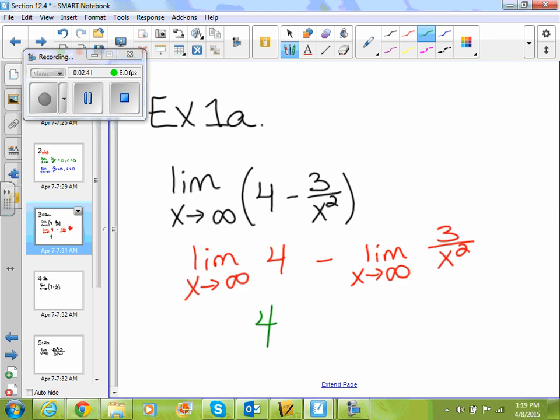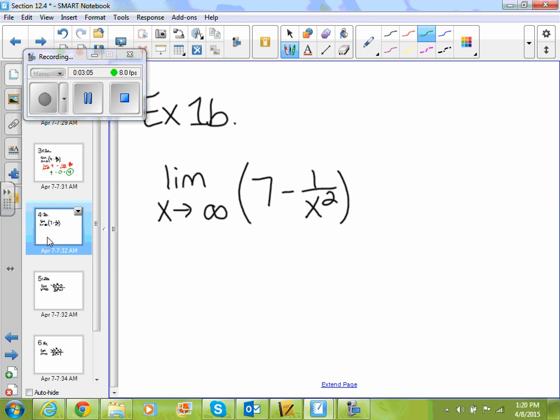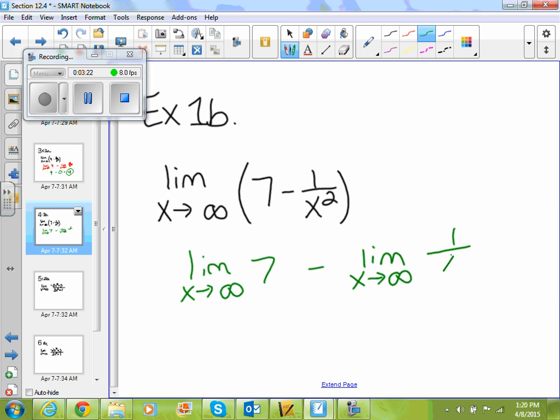And then we know that the limit as x approaches infinity of any constant over x to an exponent is equal to 0. So anytime you have a fraction, it's equal to 0. And 4 minus 0 is 4. Okay, pretty straightforward. So if you do the same thing for 1b, the limit as x approaches infinity of 7 minus 1 over x squared, if I distribute my limit, that tells me that the limit as x approaches infinity of 7 minus the limit as x approaches infinity of 1 over x squared.